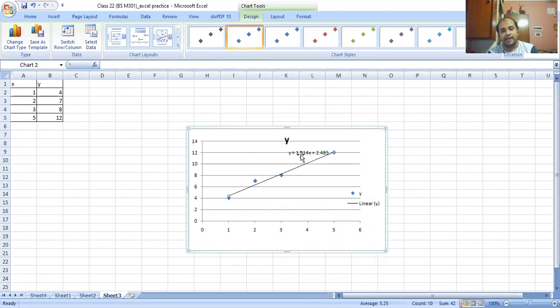This is my regression line, and you see I have got the same thing, 1.914x plus 2.485. Those are the values of alpha cap and beta cap, which we have found already. So that's how we can find the regression equation by using the Excel software. Let us go back to our note, which I was discussing.